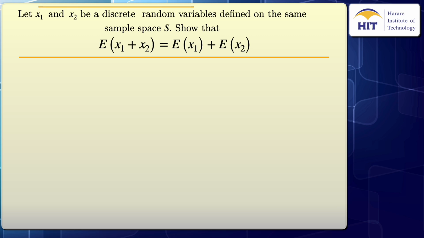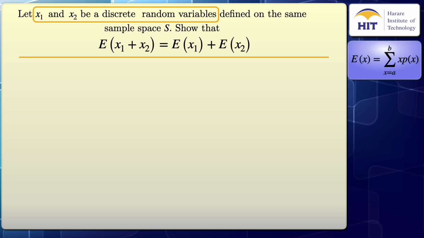We have x1 and x2 are discrete random variables. If we have a discrete random variable, its mean is defined as the mean of x is equal to the summation from x equals a up to b of x multiplied by p of x. And the range there for the x is from a to b, and the p of x here is the probability density function. So in our case here, we're having x1 plus x2.